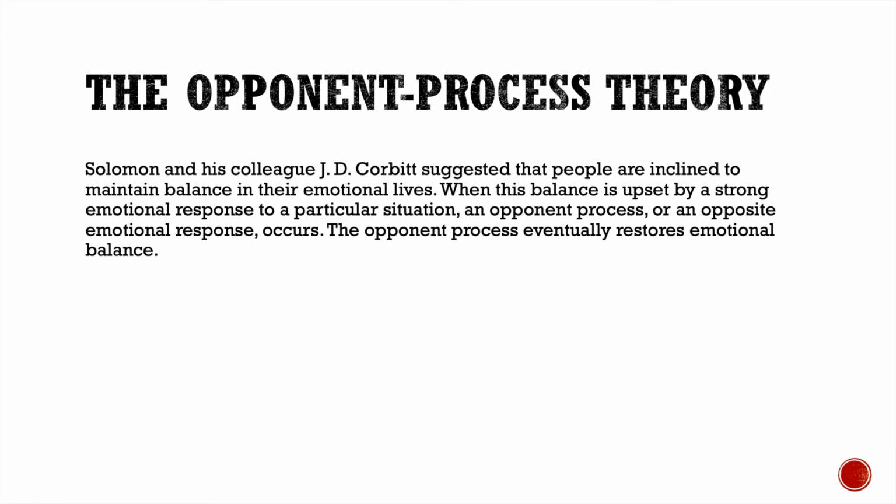Solomon and his colleague J.D. Corbit suggested that people are inclined to maintain balance in their own emotional lives. When this balance is upset by a strong emotional response to a particular situation, an opponent process, or an opposite emotional response, occurs. The opponent process eventually restores emotional balance. So it's just balancing itself out, like the yin and the yang.